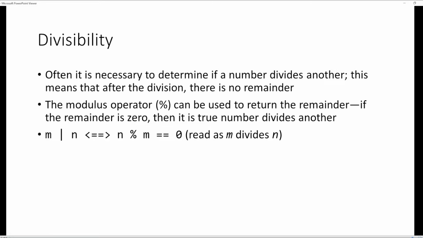In Java, we can use the modulus operator to determine divisibility. We would do modulus and then test for the value of 0. The way to read this third line is m divides n, and in Java that would be n mod m equals 0. So the concept of divisibility is easily translated to a programming statement.